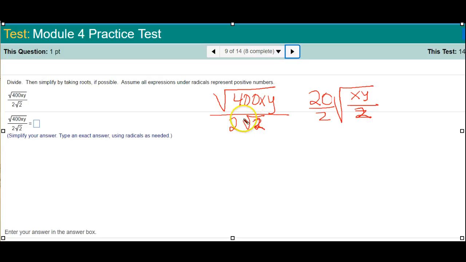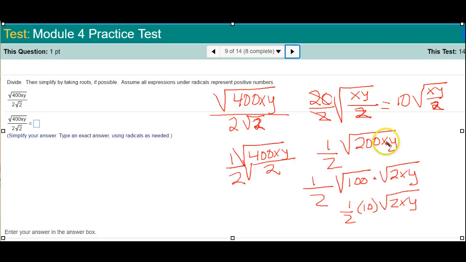And I then get 20 over 2, which reduces to 10. The square root of xy over 2. That would be one way to do it. Let me try another way. Again, I'm not sure there's just one way to do it.